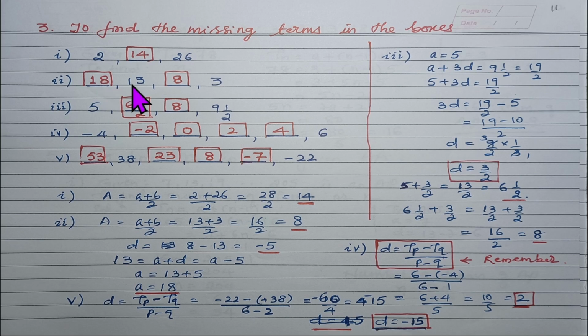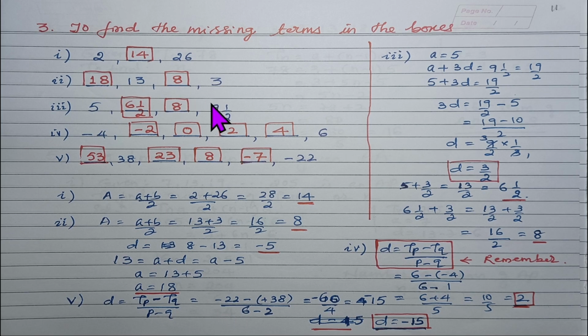So the first term can be found out by adding 5 to 13, because d is minus 5, so 13 plus 5 is 18. That is how we can find out, because you know that t2 minus t1 is equal to d, and d is minus 5, so 13 minus of minus 5 is 13 plus 5, that is 18. Similarly, 8 minus of minus 5 becomes 13, and 3 minus of minus 5 becomes 8, so we have got the value of d, and that is how I got 18 here.